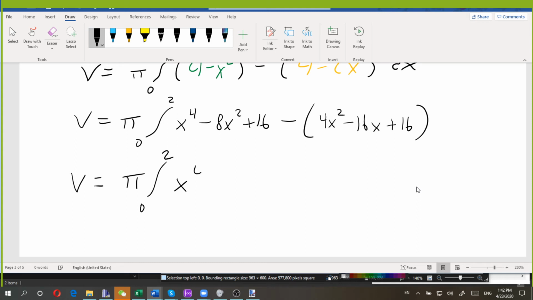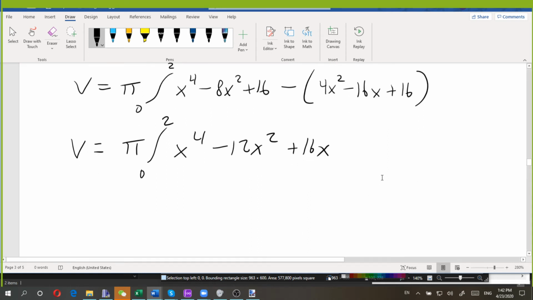Okay, so this is x to the fourth. I've got negative 8x squared minus 4x squared is negative 12x squared plus 16x. And then 16 minus 16 is 0. Okay, I'm going to jump over to Niall next for our integrals.